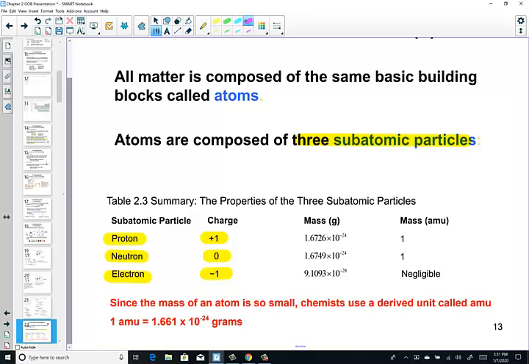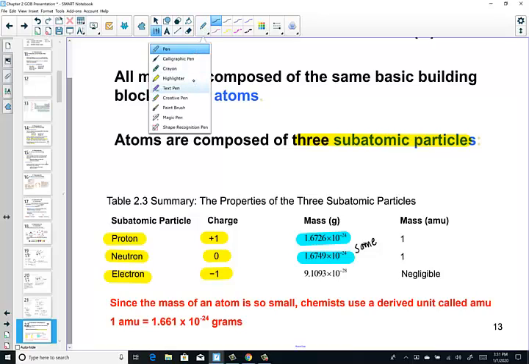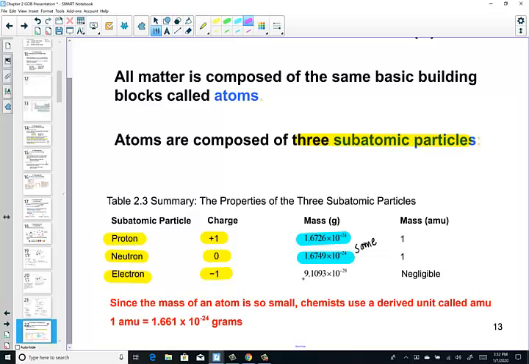Notice that the mass of a proton and a neutron are essentially the same, very similar to being the same. So the mass of a proton is equivalent to the mass of a neutron. However, the mass of the electron is so significantly smaller than the mass of the proton or neutron that we refer to it as negligible.